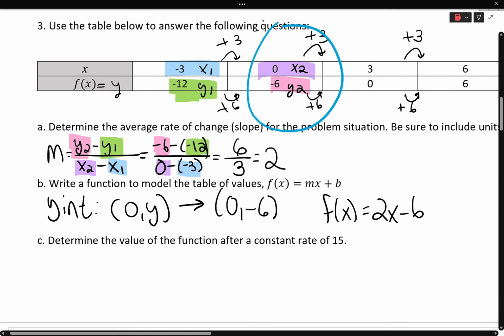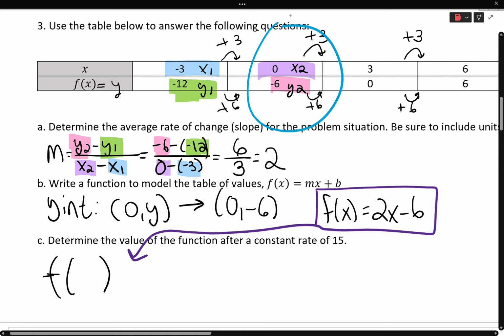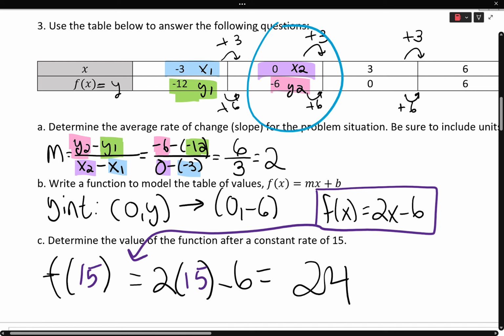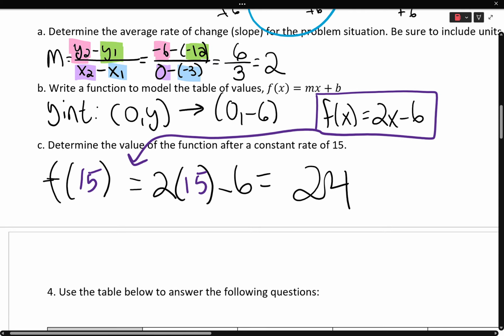To finish up this problem, let's find out what the value of the function would be at a constant rate of 15. What that means is, instead of x for this function, I'm going to be plugging in 15. So instead of 2x, I'm going to have 2 times 15 minus 6. 2 times 15 is 30, minus 6 is 24. Let's try that one more time.